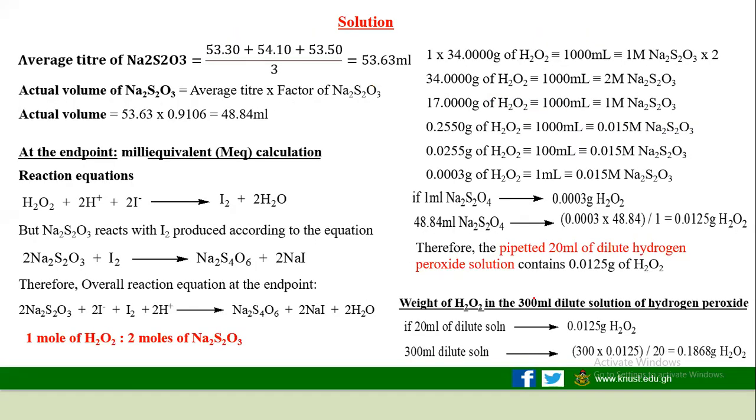Good. Now let's go through our solution. So we calculate our average titer. We correct our average titer. So we have gotten here. Then this is the first step, the first reaction of iodometry.